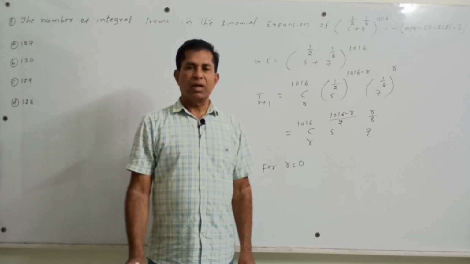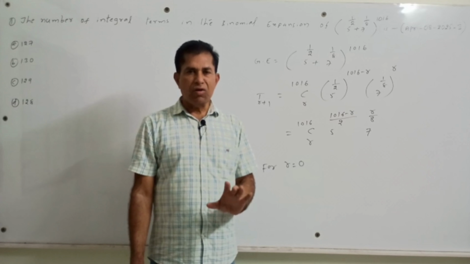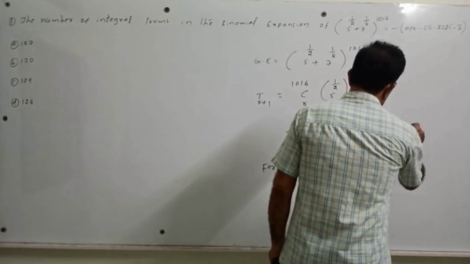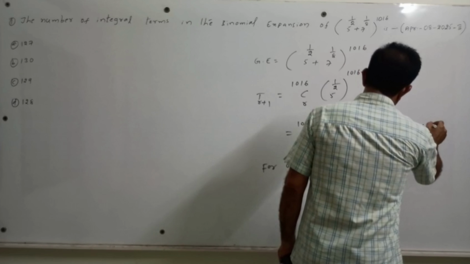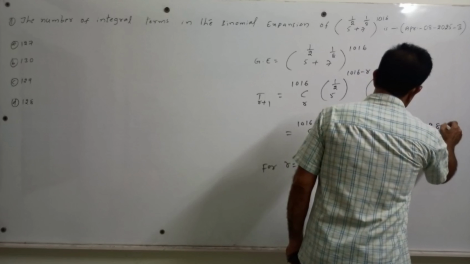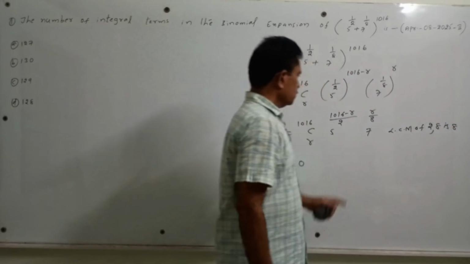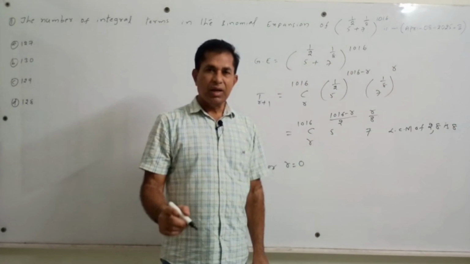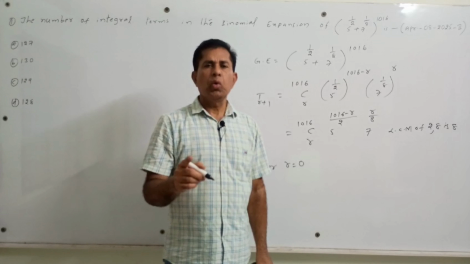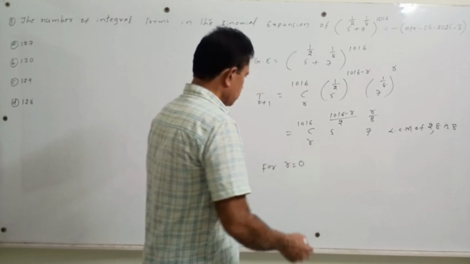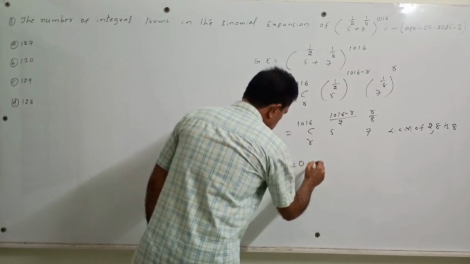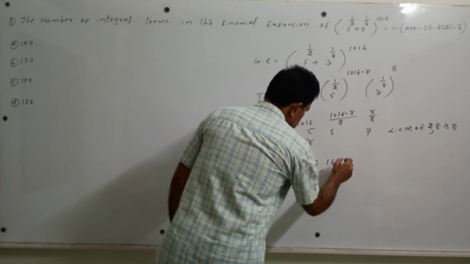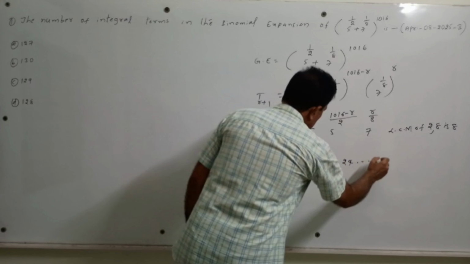Now for the remaining values of r, you need not check like that. Let us take the LCM. The LCM of 2 and 8 is 8. For the remaining values of r, just go on adding 8. 0 plus 8 will become 8, 8 plus 8 will become 16, 16 plus 8 becomes 24, and so on.